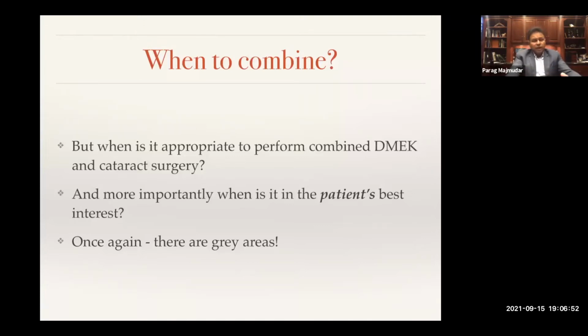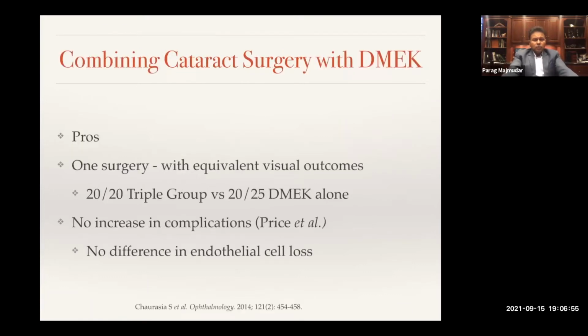So obviously there are a lot of gray areas, as we mentioned. When we combine cataract surgery along with DMEK, the so-called DMEK triple procedure, there are a lot of advantages. Patients have one surgery, they don't have to come back twice. And there have been recent studies, one paper published in 2014 in Ophthalmology from the Price Vision Group, where they showed equivalent visual outcomes whether patients had combined triple surgery versus DMEK alone and then cataract subsequently. Price also found no increase in complications with combined surgery, and no difference in endothelial cell loss.